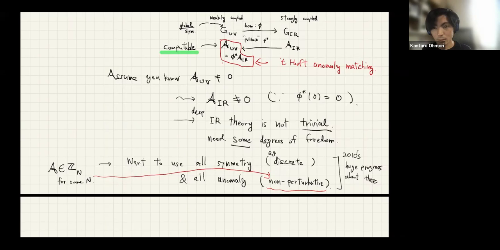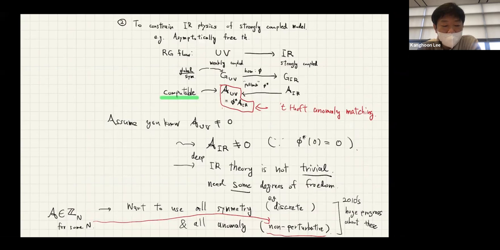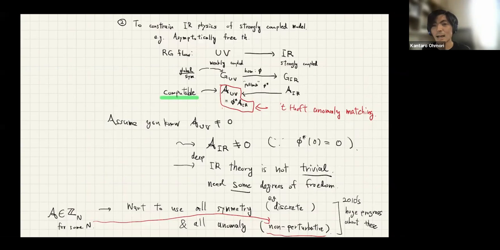Okay. So that's the motivation of why, at least, I am interested in anomalies and anomaly matching. Again, I emphasize that this is to study strongly coupled physics without doing very tedious computation, and more analytically. So that's the message.